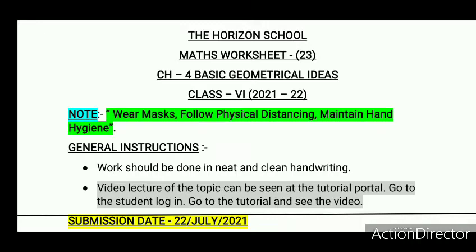Hello students, this is Maths Worksheet 23, chapter number 4, Basic Geometrical Ideas. Dear students, this is a new chapter and here we will discuss some important terms related to geometry.